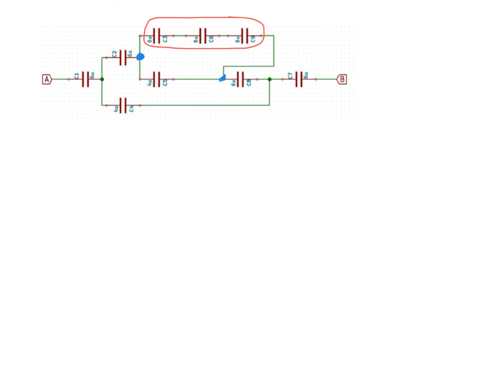So I'm going to add those up. There's 6, 6, and 6. So it's the same rule we just did on the previous page. It's 1 over 6 plus 1 over 6 plus 1 over 6 equals 1 over C total. Those will combine to give us 2 microfarads. So I'll draw that diagram.